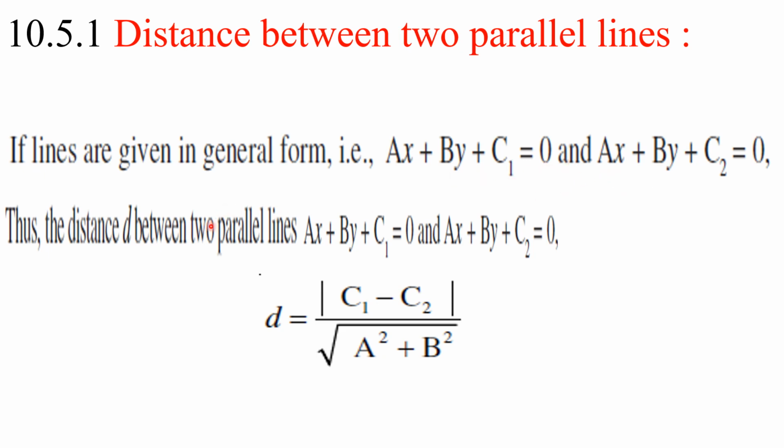Okay, my children. Then the distance d between the two parallel lines ax plus by plus c1 is equal to 0 and ax plus by plus c2 is equal to 0, where only the constants are different, is d is equal to modulus of c1 minus c2 by root of a square plus b square. The derivation of this formula is also not needed from the examination point of view. Just remember this formula well. Please memorize this formula well, my children. Do you remember this formula, my children?